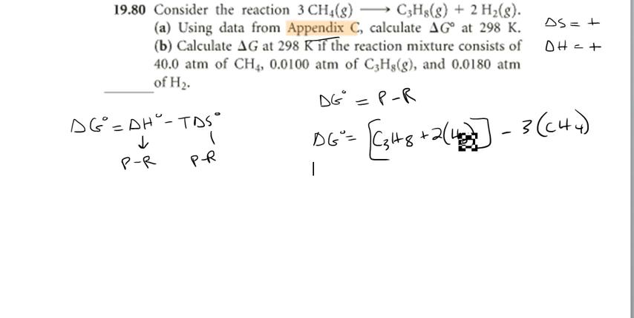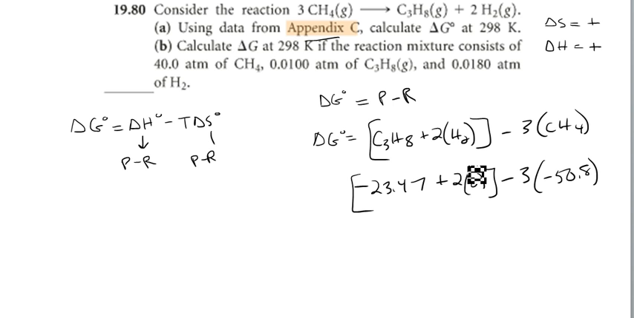For C3H8 we have negative 23.47. For hydrogen, we know that for delta G and delta H, because hydrogen is a pure element in its natural state, it's 0, which we can't do for entropy. And then minus 3 CH4s, which is negative 50.8. And so doing this works out to delta G standard being positive 128.9 kilojoules. So that answers A.